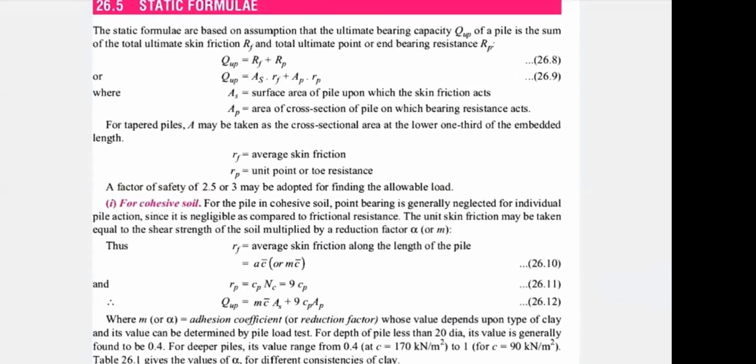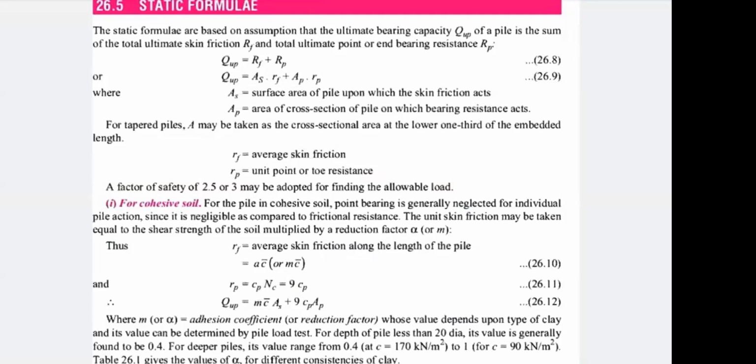A factor of safety in case of the static formula is generally 2.5 to 3. In case of the dynamic formula, the factor of safety is also around 2.5 to 3. It may be adopted for finding the allowable load. This is completely an assumption.